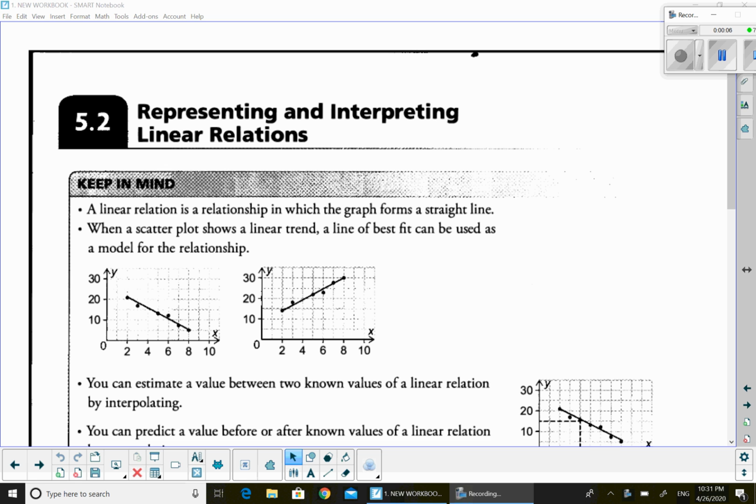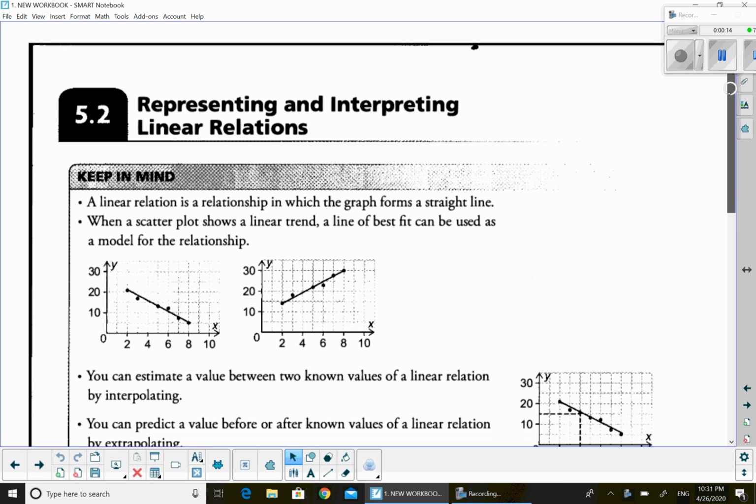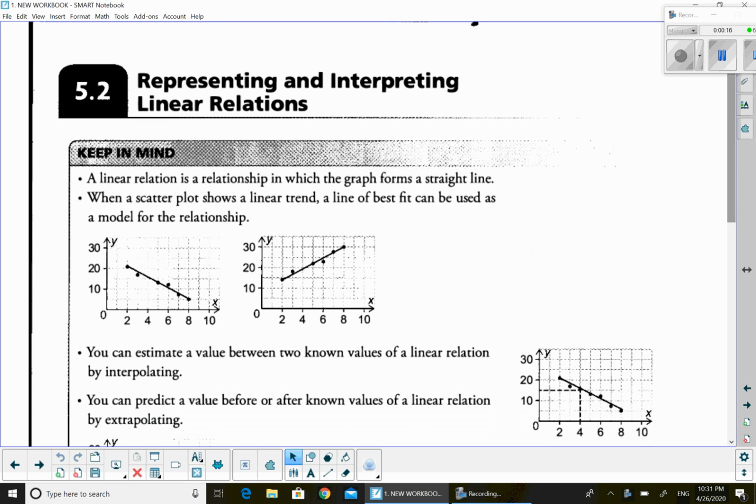So we're continuing from the previous section. That one was a little bit long. I think this one's going to be a little bit shorter. Just to go over the main points of this lesson, we are looking at linear relations. As you can see, the title is Representing and Interpreting Linear Relations.